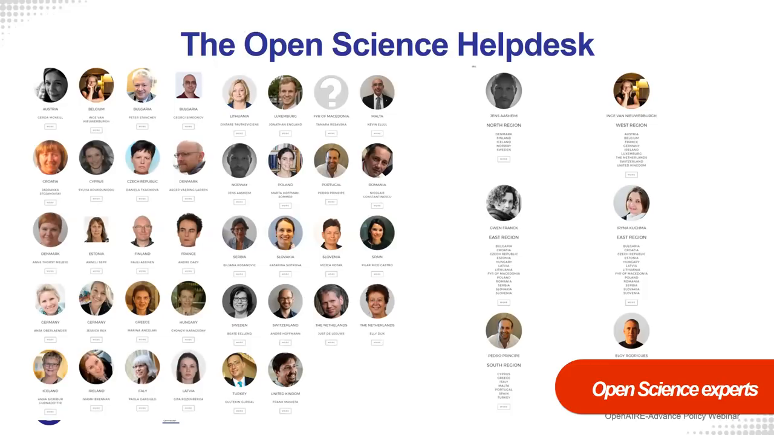We have a very large help desk. These are all the representatives within OpenAIRE, and they work to support open science, as I said, on the ground. And if you're new to OpenAIRE, do look up your representative within your country. You can go to our website and have a look for these people, and they'll be there and happy to respond to any questions you have about policies or open science or open access in general.